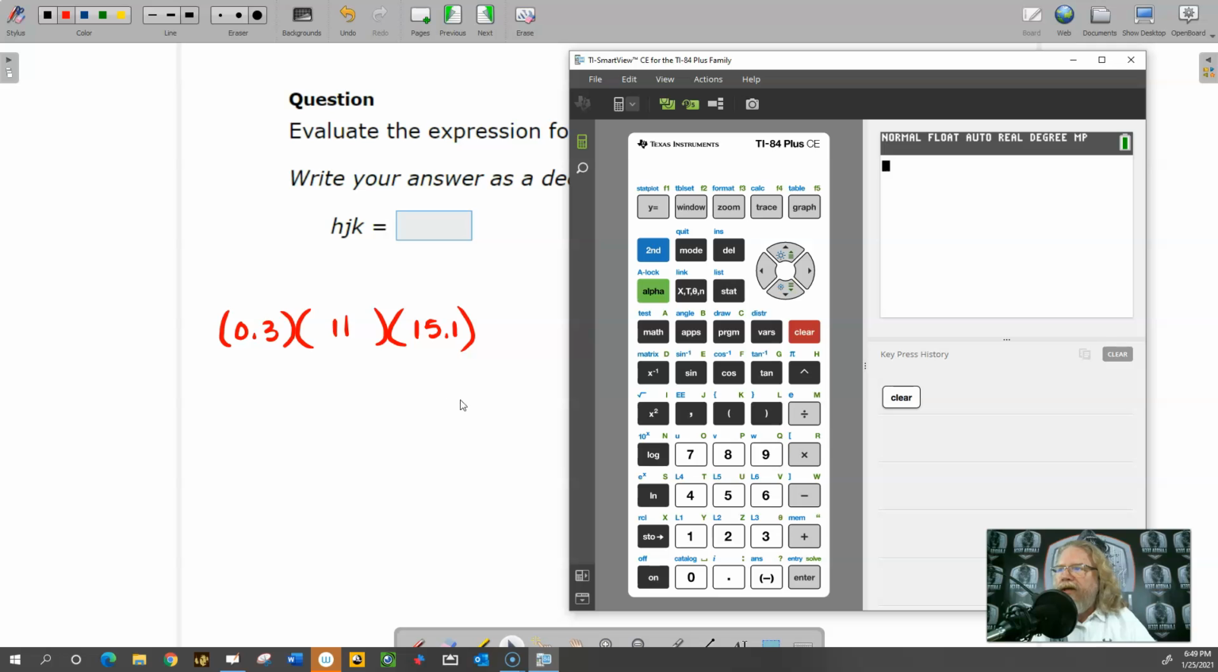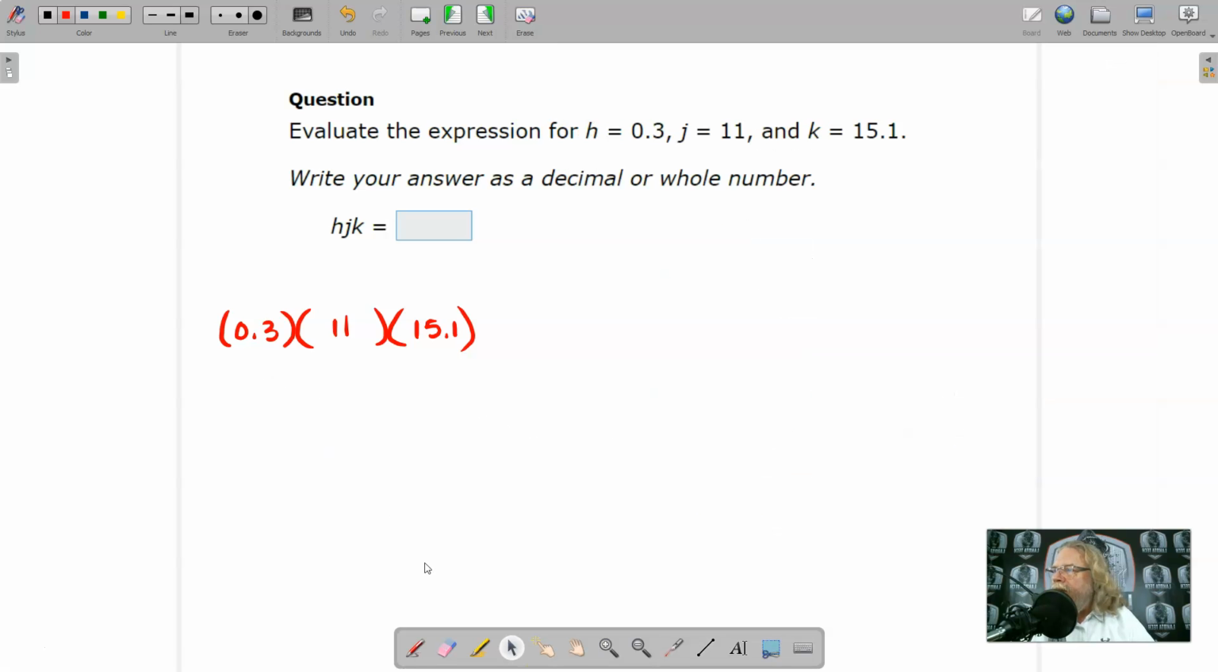As a matter of fact, let's go ahead and do it both ways. What do you mean both ways, Mr. T? You only said one way. Let's do it that way first. Let's do 0.3 times 11, and that's going to give me 3.3. So write down 3.3. And then I still need to multiply that times 15.1.